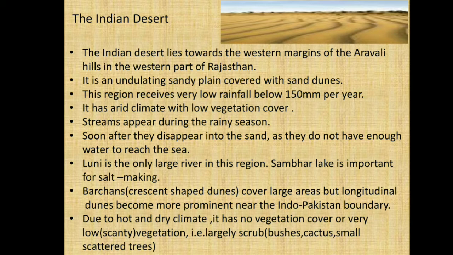Due to the hot and dry climate, it has no vegetation cover or very low vegetation. That is, largely scrubs like bushes, cactus, and small scattered trees alone can be seen in the Indian desert.